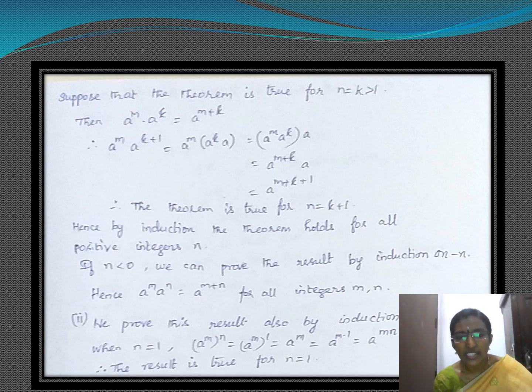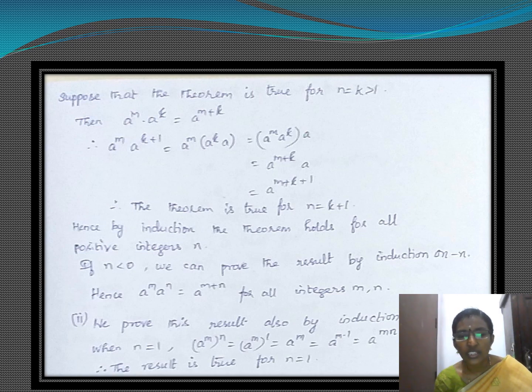Suppose n is less than 0, we can prove the same result by induction on minus n. That is, n becomes positive. Therefore, we proved that a^m into a^n is equal to a^(m+n) for all integers m, n. And then the second property, that is (a^m)^n is equal to a^(mn). Here also we use induction on n.